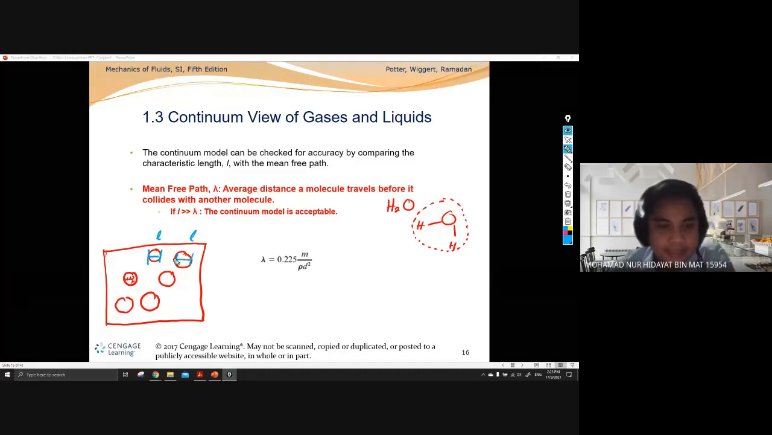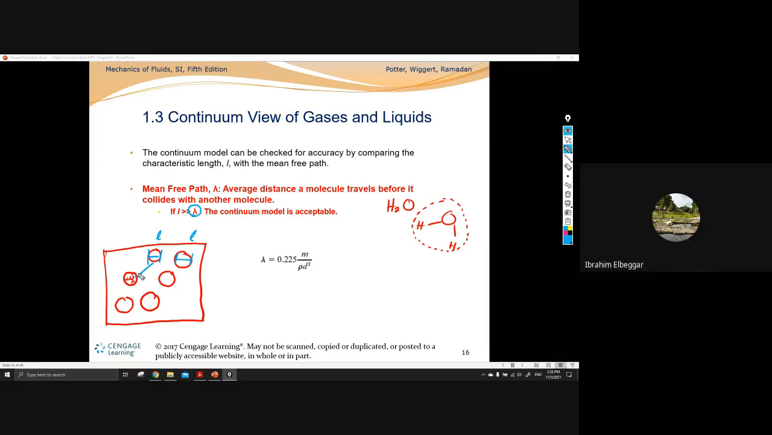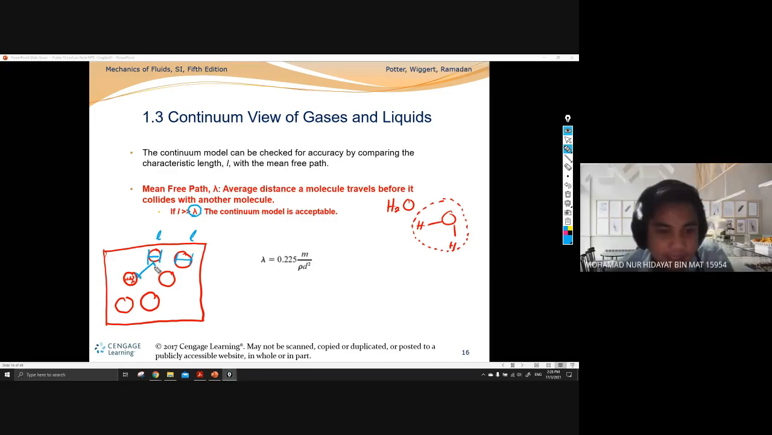If the characteristic length is compared to the mean free path, which is lambda, lambda is the average distance, because we have so many molecules. We need to average them together. It is the average distance a molecule travels before it collides, right? For example, this one is going to collide with this one. So you add up the distances and divide to make the average. For example, this is the average lambda.